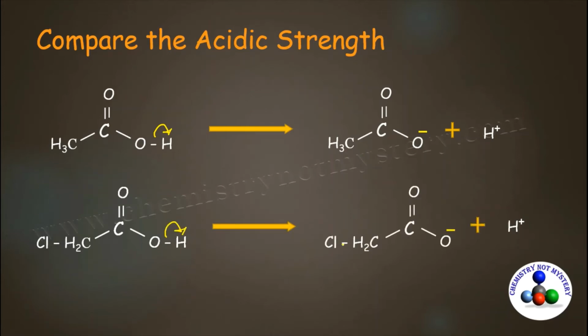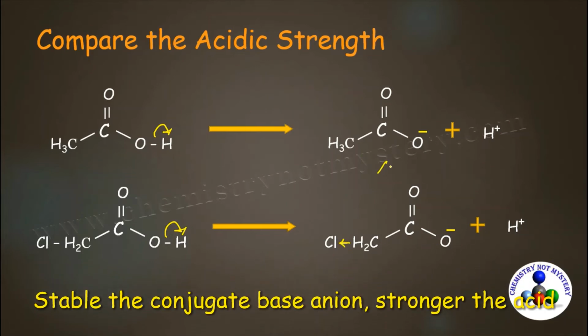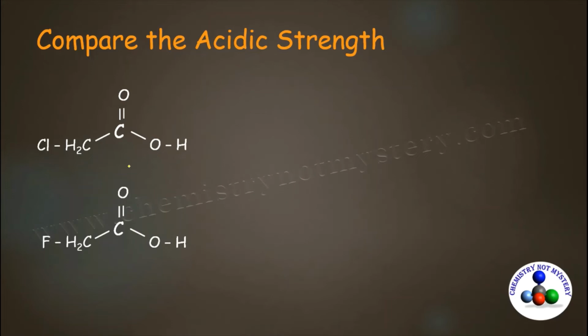Here minus I effect of chlorine stabilizes this anion as we just have discussed. The chlorine substituted anion is more stable, so the chlorine substituted acid will be more acidic. Now compare the acidic strength of the following acids. First one is chlorine substituted acetic acid and the second one is fluorine substituted acetic acid.